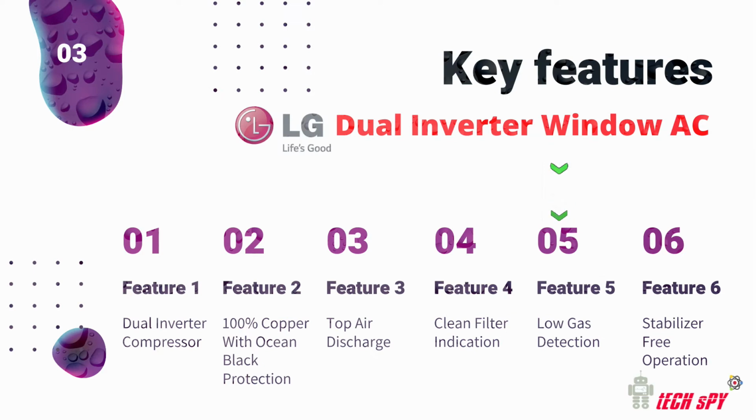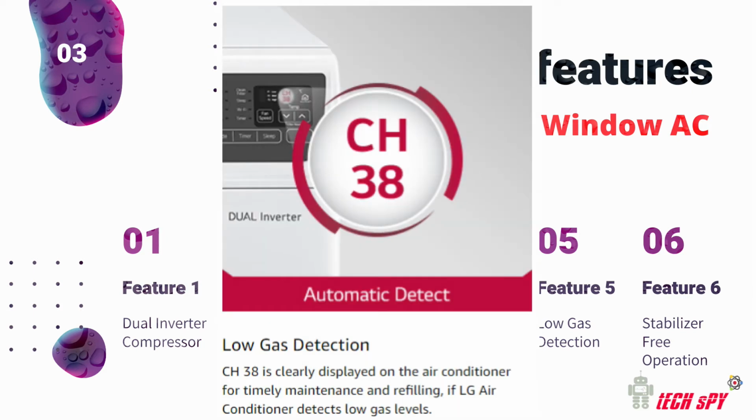Feature number 5, low gas detection. When the gas in the compressor reduces to a significant amount, it will prompt on the AC control panel as a CH38 indication.